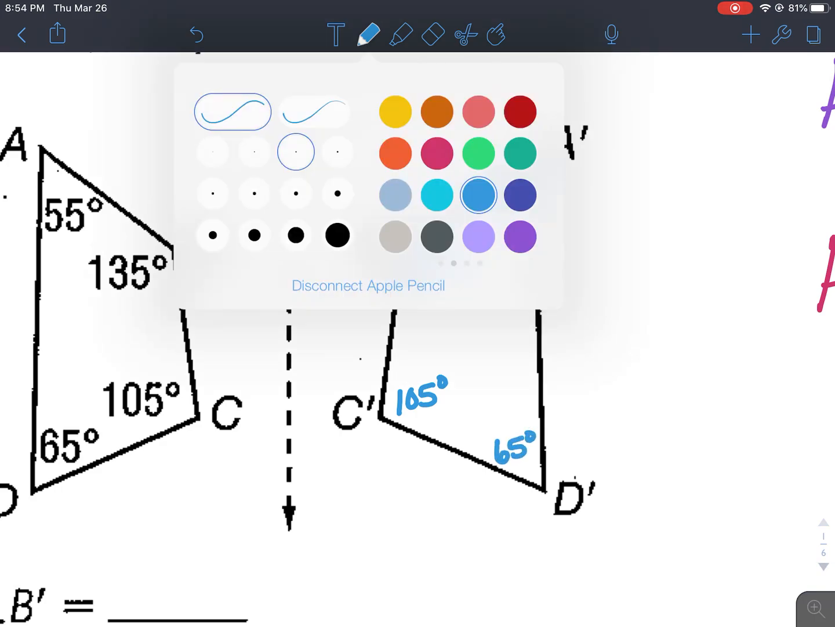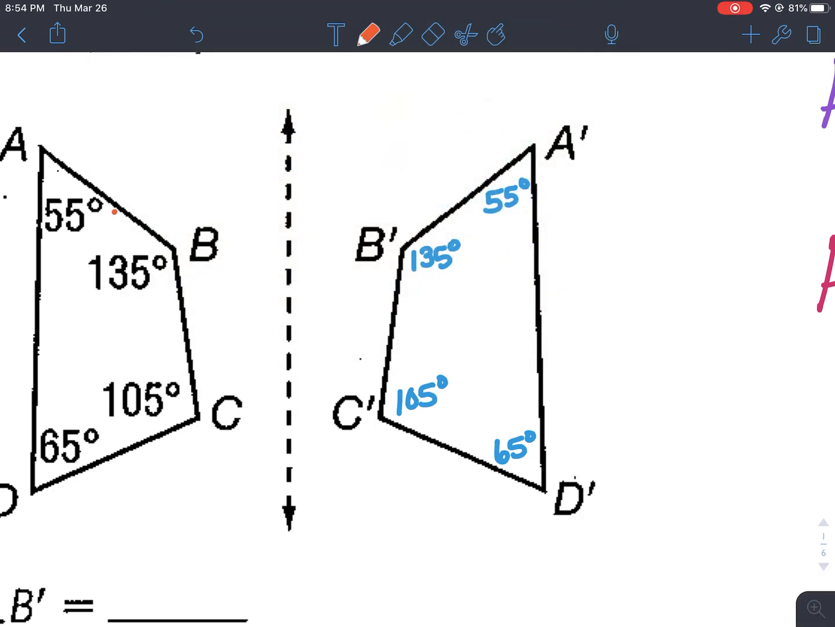Also, for the sides, AB is congruent to A prime, B prime. BC is congruent to B prime, C prime. CD is congruent to C prime, D prime. Notice how I'm putting an extra tick mark for each one because CD is not congruent to B prime, C prime. It is only congruent to C prime, D prime. Therefore, that's why they both have the 3 tick marks. And then last, AD is congruent to A prime, D prime.